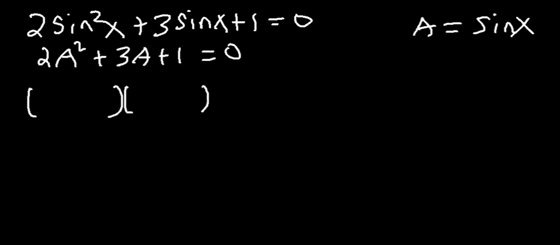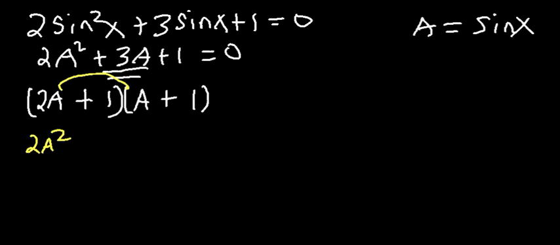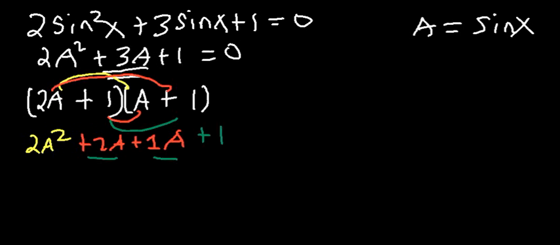So what times what will give us a squared? It has to be 2a and a. Now we need two numbers that multiply to positive 1. It could be 1 and 1 or negative 1 and negative 1. But because this is plus 3, we're going to use 1 and 1. And notice that it's factored. 2a, let's test it out, times a is 2a squared. 2a times 1 is 2a. 1 times a is 1a. And then finally, 1 times 1 is 1. 2a plus 1a adds up to 3a. So that's the factored form.